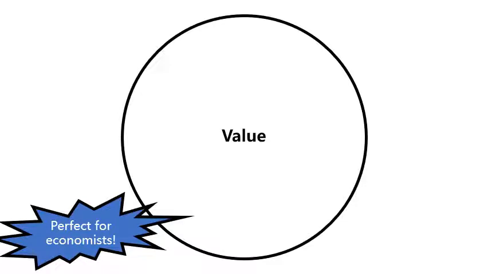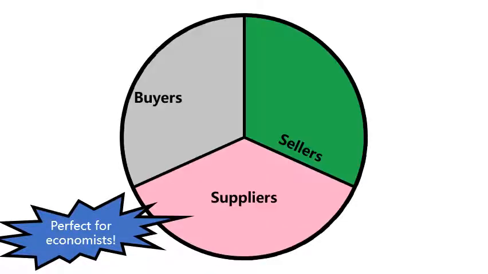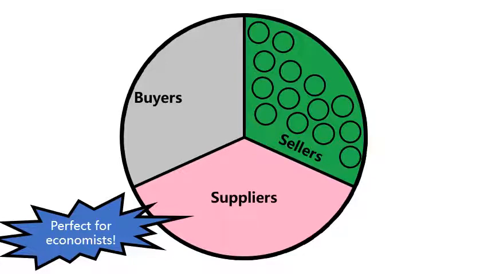And what they came to was this conclusion, that a perfectly competitive industry looks like this. We have buyers, sellers, and suppliers all getting a pretty equal share of the pie. There's a lot of sellers in the industry, and they're not very powerful. So they're all about the same power. They're all jockeying for position. They're all fighting each other.